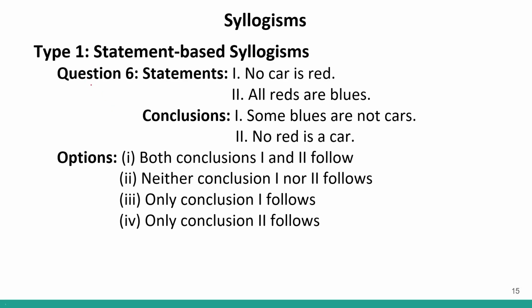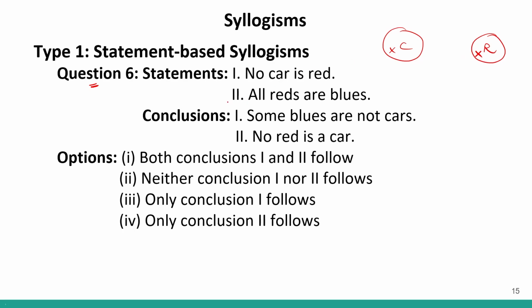Coming to question number 6. Two statements, two conclusions. Let us start. Statement 1 says no car is red. That means car and red are separate entities. They will not overlap. Car and red are separate entities. So no car is red.